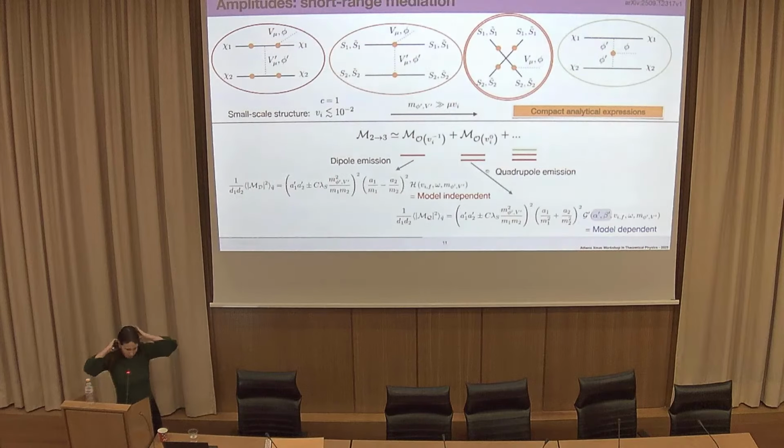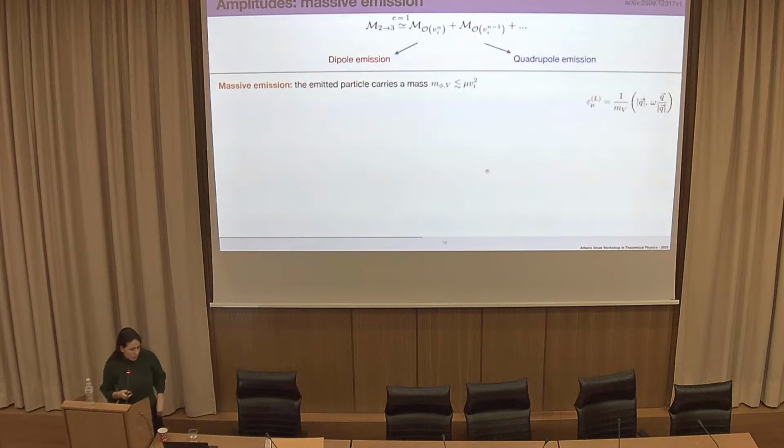Also for the other kind of mediation, the short-range mediation, the additional conditions that you have on the mass of your mediator mean that the different dissipative channels are going to be organized in a different way in the emission amplitude. However, we still end up with the same conclusion: dipole emission shows some model independency, which is not the case for quadrupole emission.